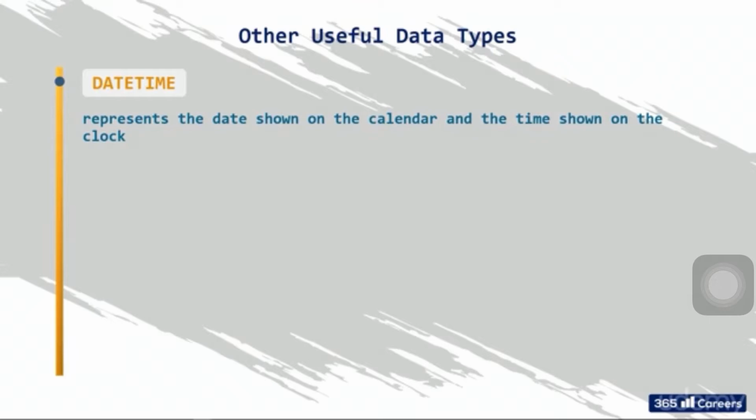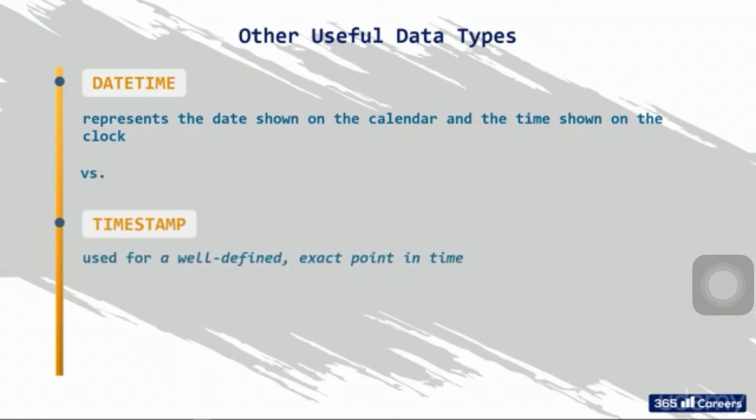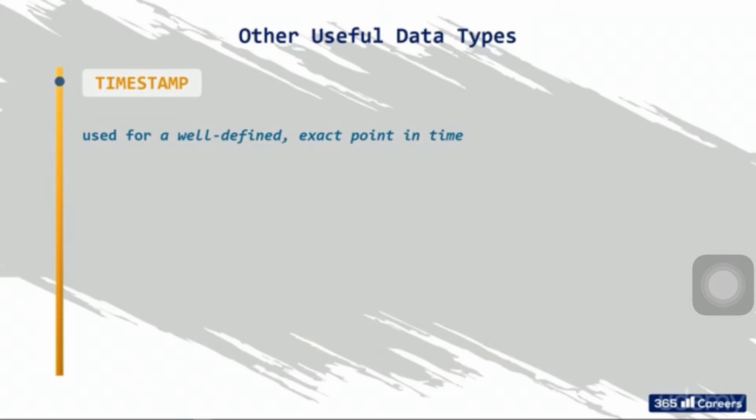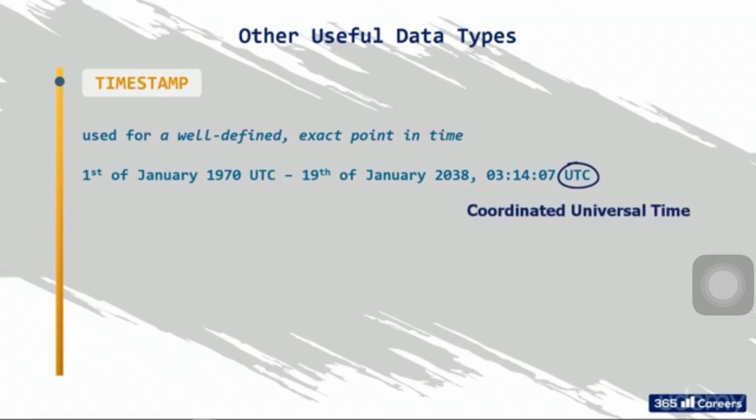The following type, timestamp, is used quite frequently for a well-defined exact point in time. At first sight, this distinction seems vague, I guess, but in a couple of minutes, you will understand what it is about. Primarily, the range of timestamp is much lower, from the 1st of January 1970 to the 19th of January 2038, 3:14 and 7 seconds in the morning, Coordinated Universal Time, UTC for brief.